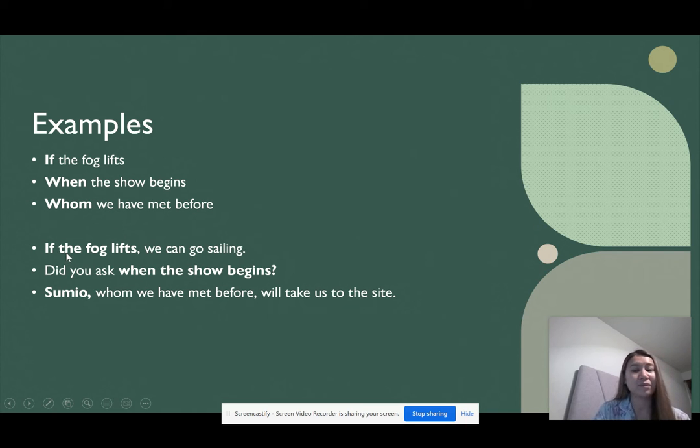Let's look at how they work together in a sentence. If the fog lifts, we can go sailing. Just imagine if it's just our first example, if the fog lifts, so what's going to happen? But if we combine it with the clause we can go sailing, then now we have a complete thought or meaning. So we have a combination of a subordinate or dependent clause and an independent clause.